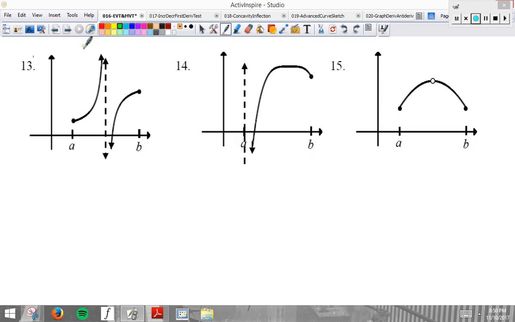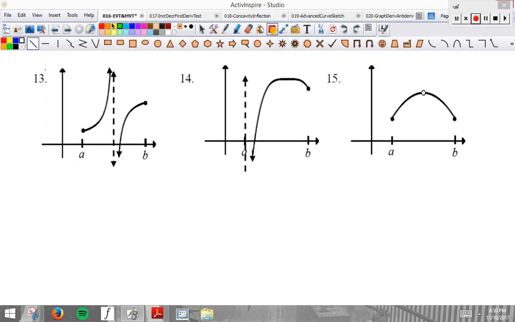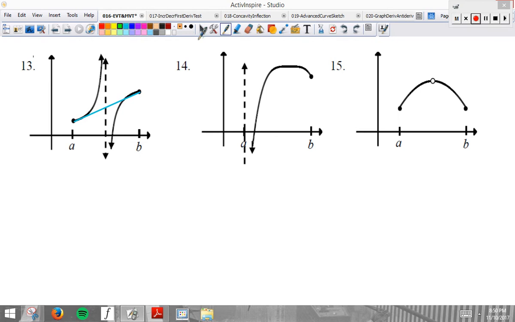In example 13, we can draw what might be called a secant line between A and B, but in some cases we would not really want to say that's a secant line. So I'm going to emphasize that it's not really a secant line.